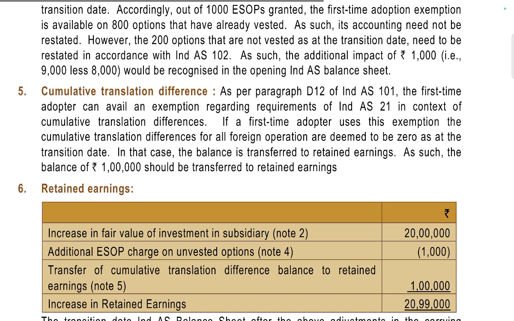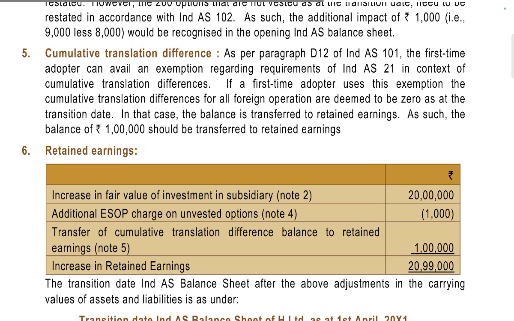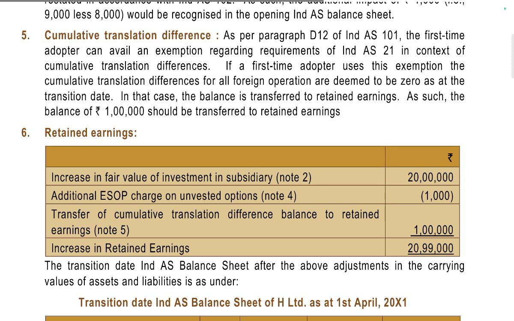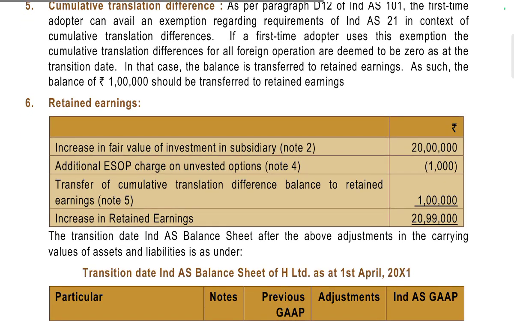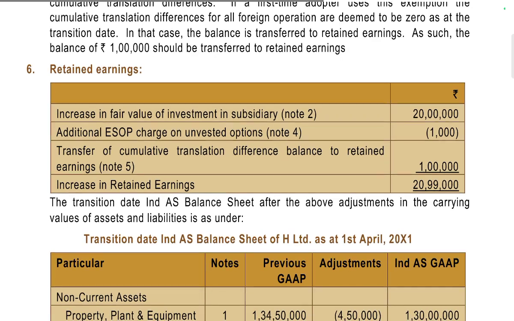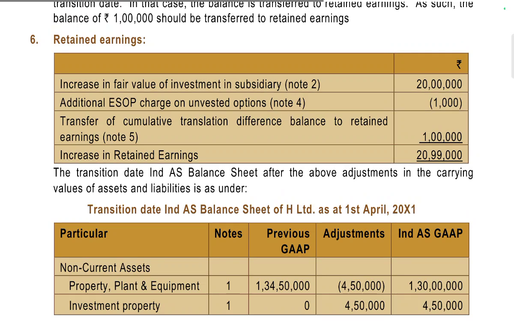Cumulative translation difference: as per paragraph D12 of Ind AS 101, the first-time adopter has an exemption regarding the requirements of Ind AS 21 on cumulative translation differences, if the first-time adopter uses the exemption. The cumulative translation differences of all foreign operations are deemed to be zero at the transition date, and the balance is transferred to retained earnings. Thus the balance of 1 lakh should be transferred to retained earnings.